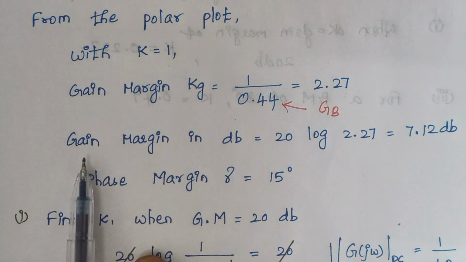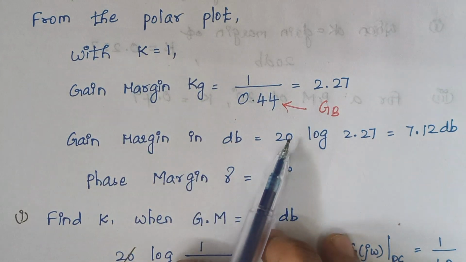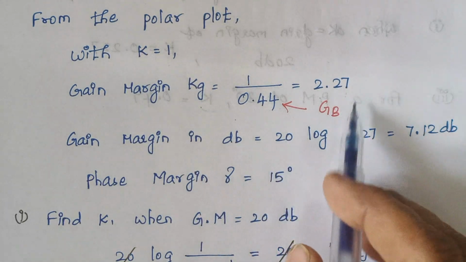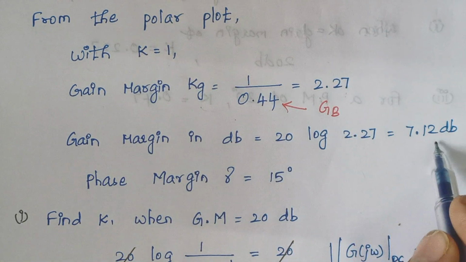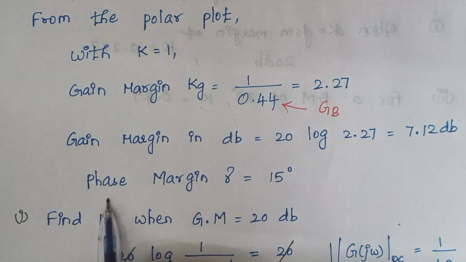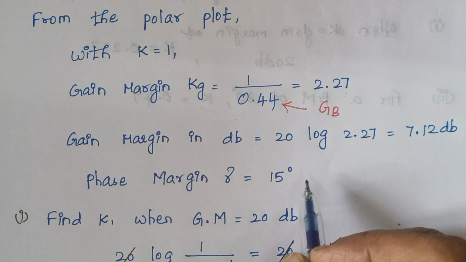Now we are going to find the gain margin in dB. What is the formula? Again it is 20 log of this kg term. So 20 log of 2.27 is given by 7.12 dB. Then the value of phase margin is 15 degrees, which we just found from our polar plot.